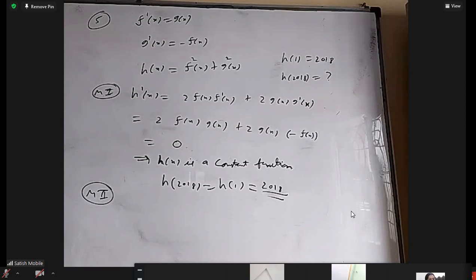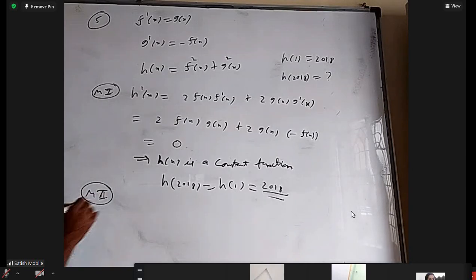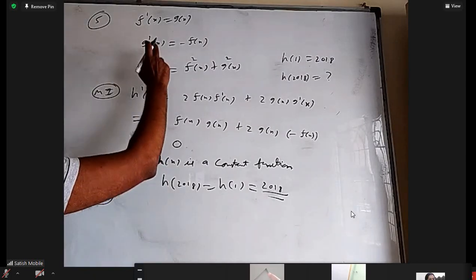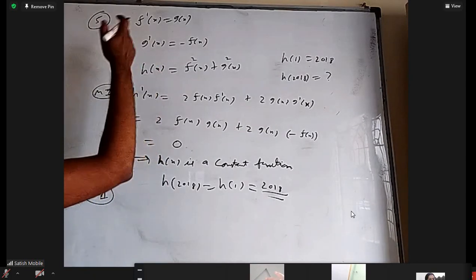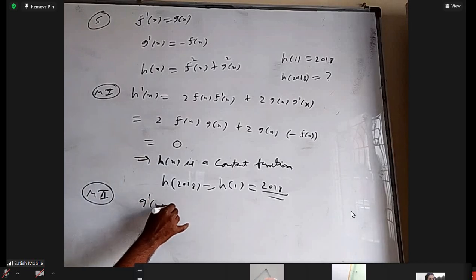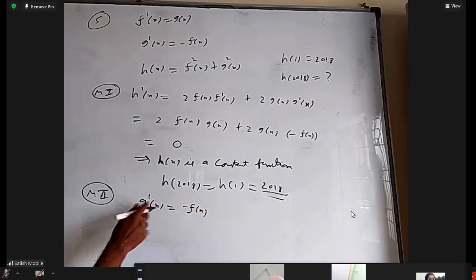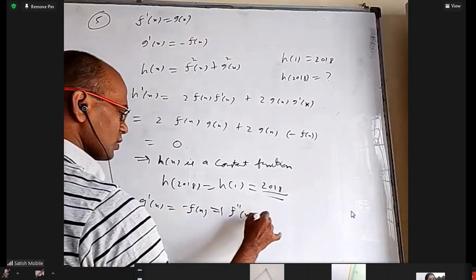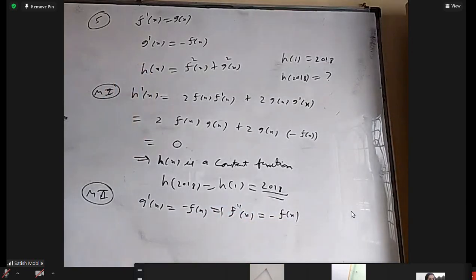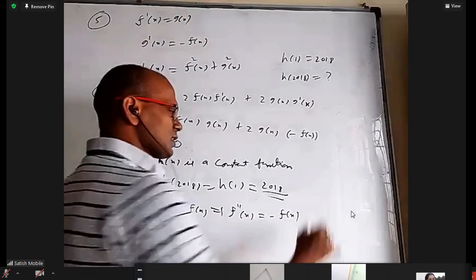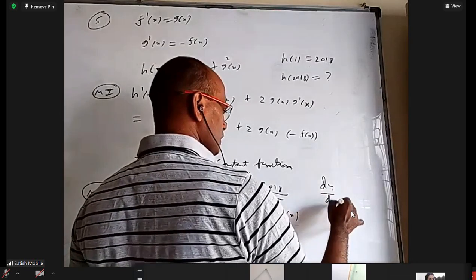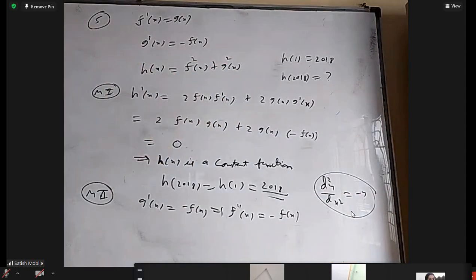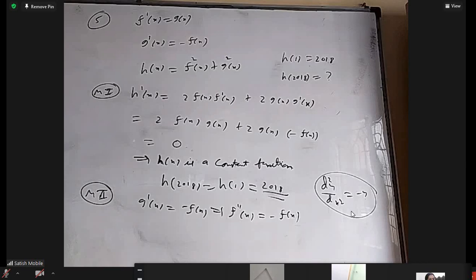Okay, method 2. Actually, g'(x) is what? f''(x). And g'(x) is minus f(x). If you differentiate both sides, it will become f''(x). So f''(x) = −f(x). Anybody has seen this kind of thing, dy/dx, d²y/dx² = −y? d²y/dx² = −y.